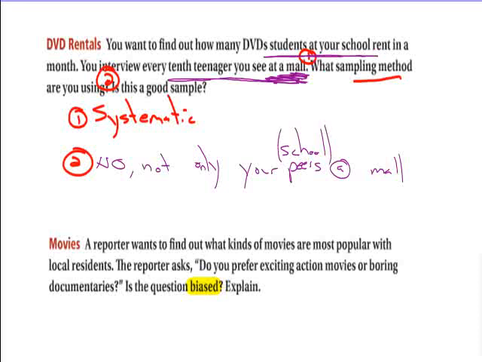Alright, so we start to see that we want to make sure that you have a method. Our method is systematic because we're going to survey every 10th, and then you want to make sure you're sampling based on what your question is.